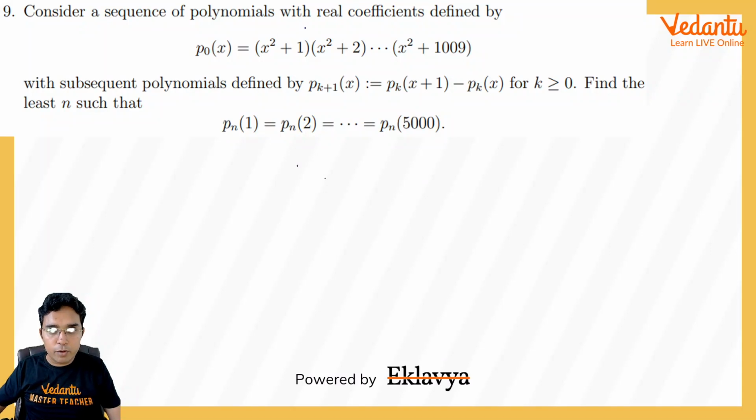Consider a sequence of polynomials with real coefficients defined by p naught x equal to (x square plus 1) into (x square plus 2) and so on, up to (x square plus 1009). So we are having 1009 brackets and every bracket is a quadratic. So we can say that p naught x is a 1009 into 2, that is 2018 degree polynomial.